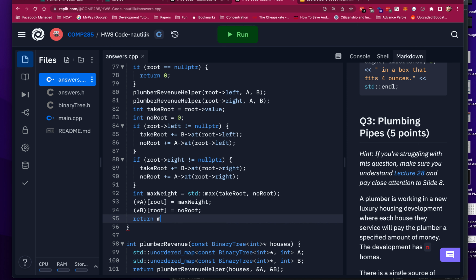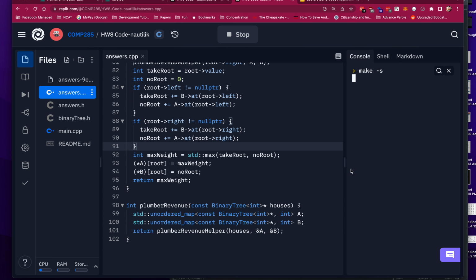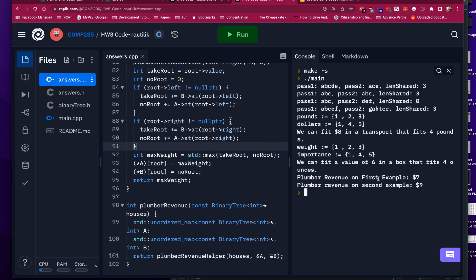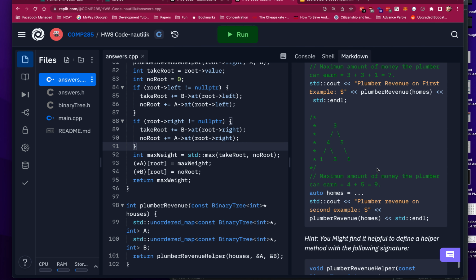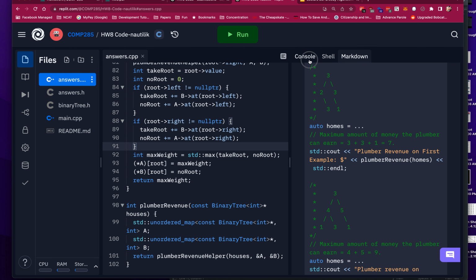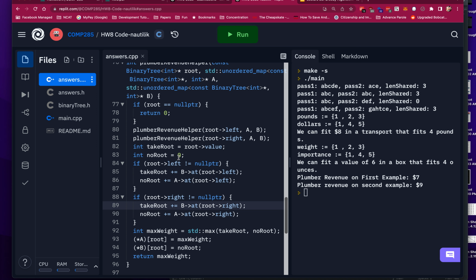And then because I'm returning an integer, I actually have to return the max weight. So I might do this. There's probably better ways to write this, but that's basically it. And you'll see you get 7 and 9. If you look at the answers, this is 9 and this is 7. So again, it's tricky to implement.